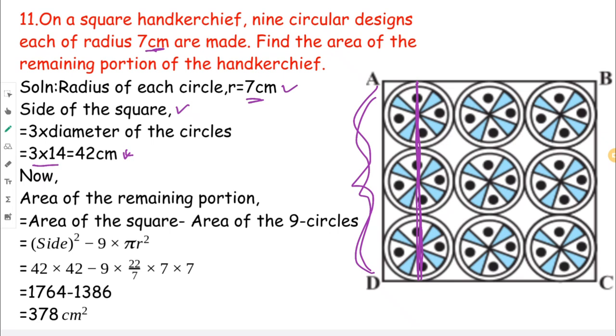Now let's find the area of the remaining portion. Like I told you, area of the square minus area of the 9 circles. Area of a square formula is simple, side square, then 9 into area of one circle, which is pi r square. So 42 into 42, minus 9 into 22 by 7 into 7 into 7. When we simplify, we get 1764 and 1386. Subtract these two, and we get the area of the remaining region to be equal to 378 centimeter square.